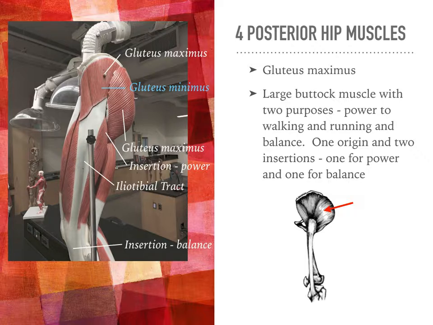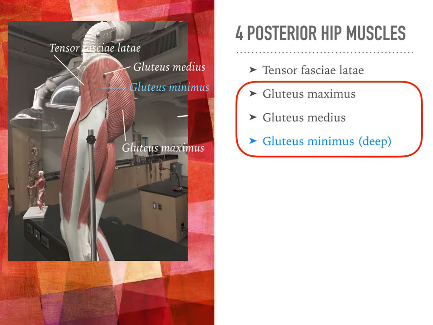Its secondary function, though, is some of it anchors into that iliotibial tract that we just saw and runs down there to the tibia. And so it also functions in balance. So it has this power function in pulling on the femur, and it has this balancing function anchoring down to the tibia through the iliotibial tract. So 4 muscles in this posterior hip area, the 3 gluteals, and the little tensor fasciae latae.